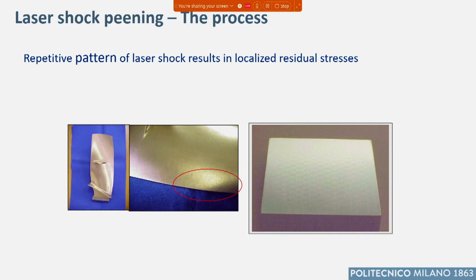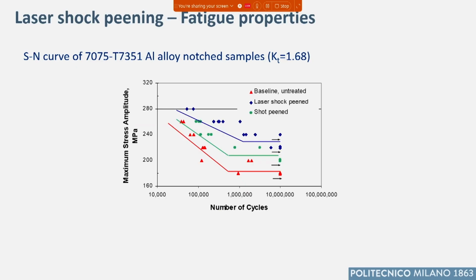This is another image of the blade that we commented on before. Here the different patches cannot be recognized, but anyway, by means of this accurate, fine choice of the part of the component to be peened, we are able to obtain localized effective residual stresses.